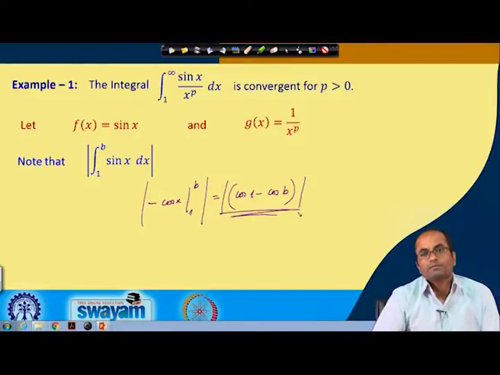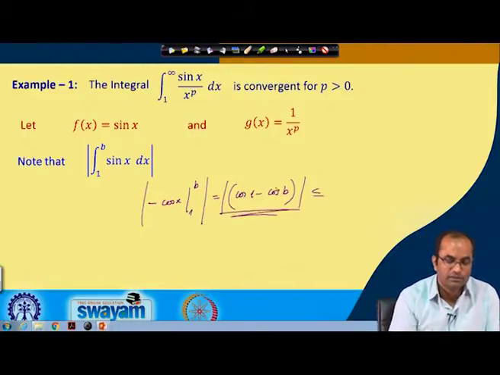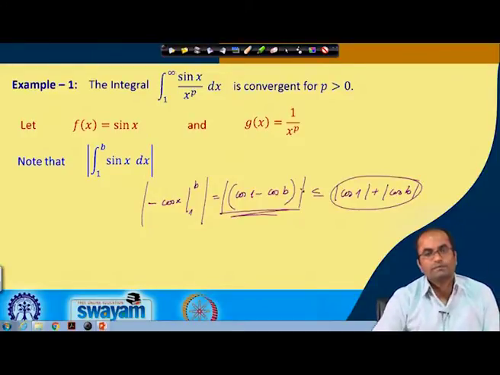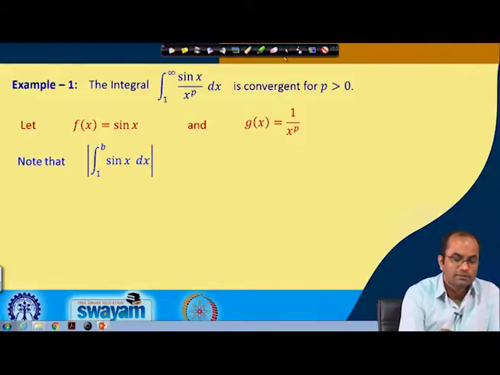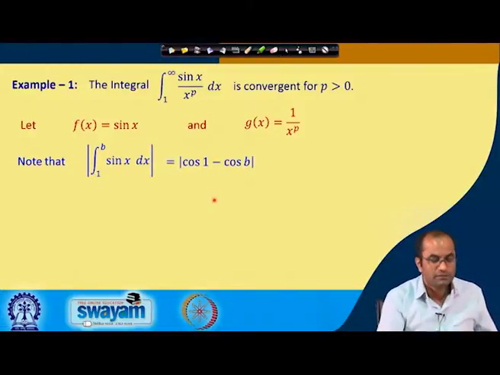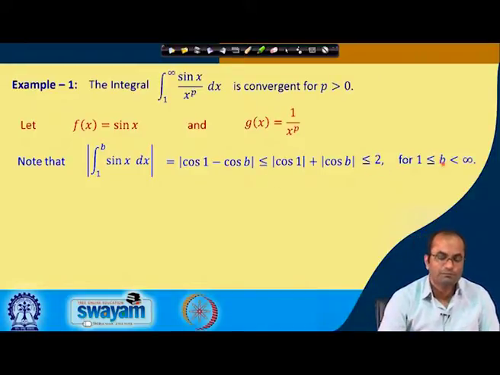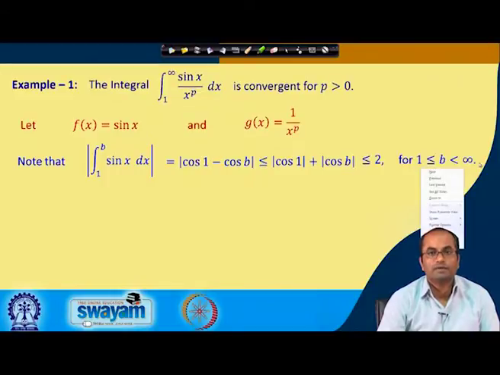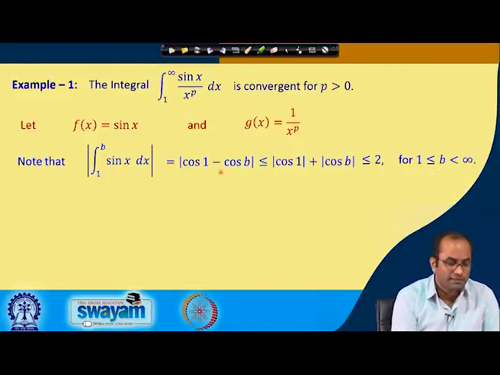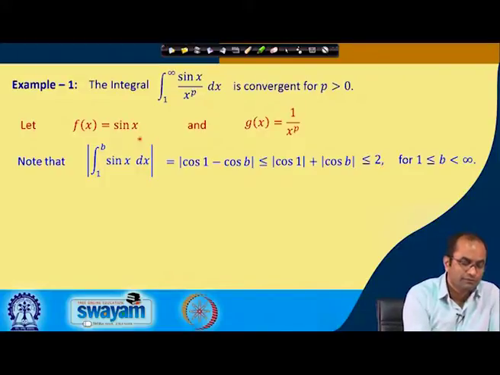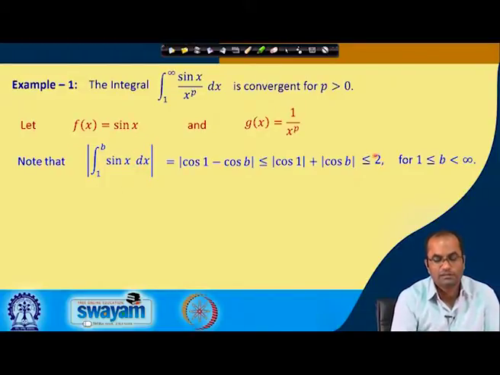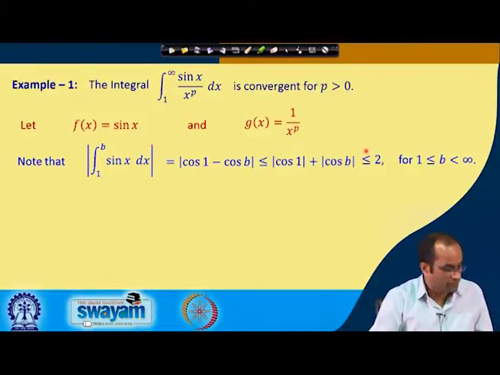So, cos is always bounded by 1, and we can use this inequality, that this is less than or equal to cos 1 plus cos b, and in that case this will be bounded by 2. So, we can easily show that this integral here is bounded by 2 for any value of b we take which is greater than 1 and less than infinity. So, what we have seen is that there is a uniform bound here. Whatever value of b we take, the value of this integral will be bounded by 2, and this is what we want for uniform boundedness of this integral.